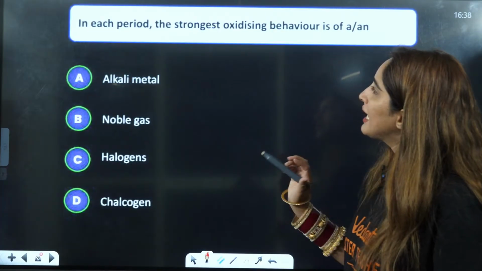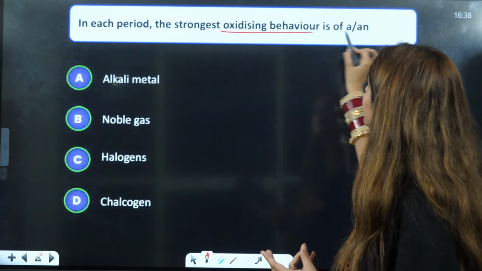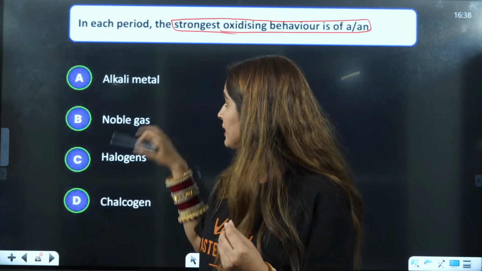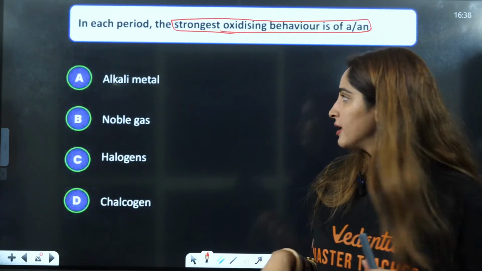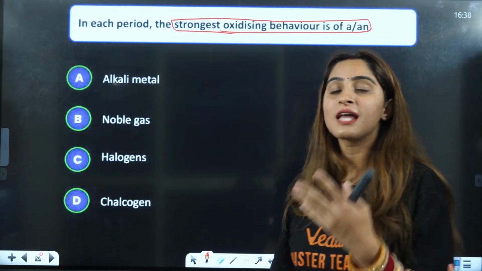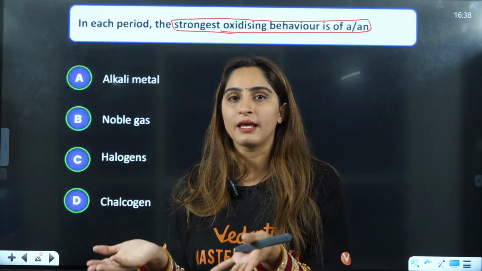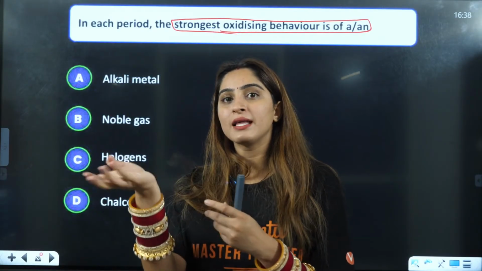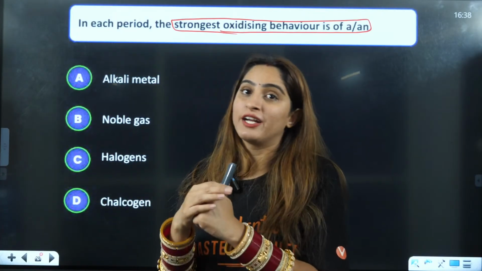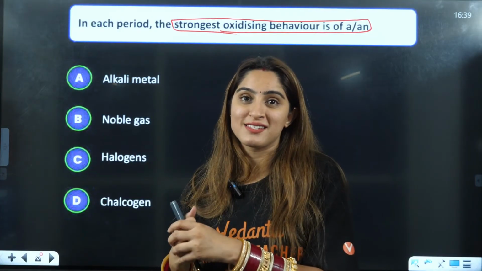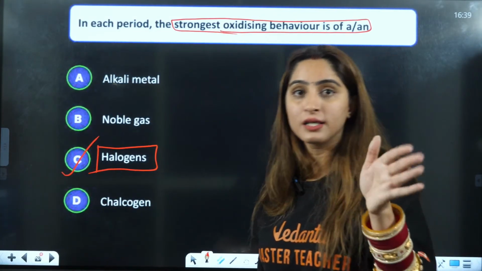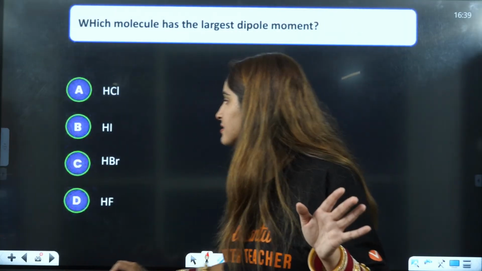Next question is, in each period, the strongest oxidizing behavior. If you talk about oxidizing behavior, in each period, they are giving alkali metal, noble gases, halogens, chalcogens. Oxidizing means someone who is going to oxidize something else. They are going to make them lose their electron. They are going to gain the electron, the one who has more electronegativity. F2 is the strongest oxidizing agent here. So halogens is the one which has strongest oxidizing agent among the different groups here. So answer is C is the correct answer.